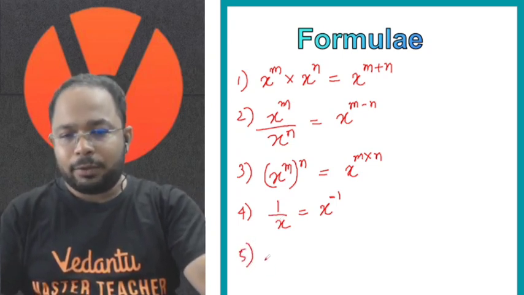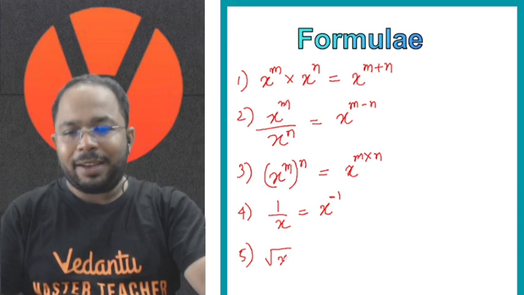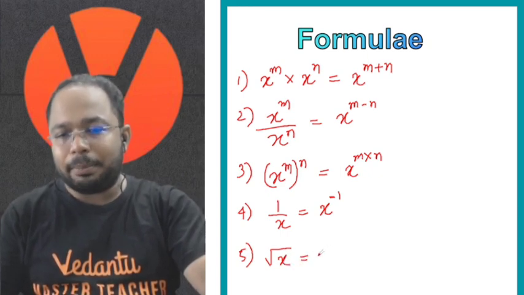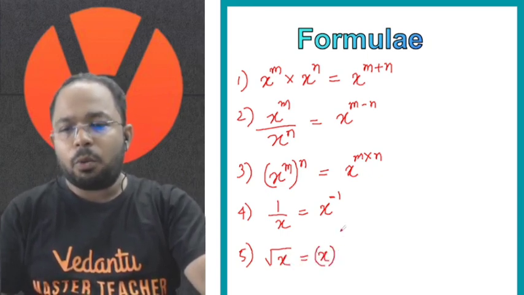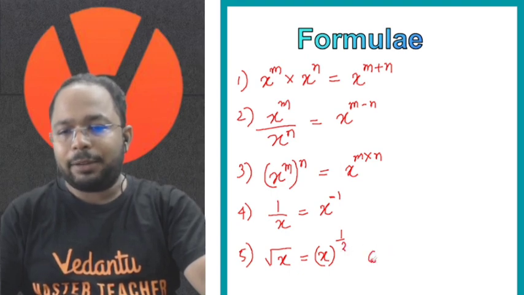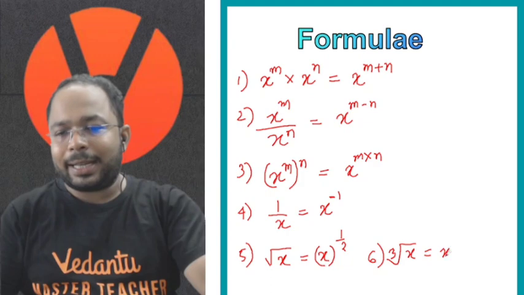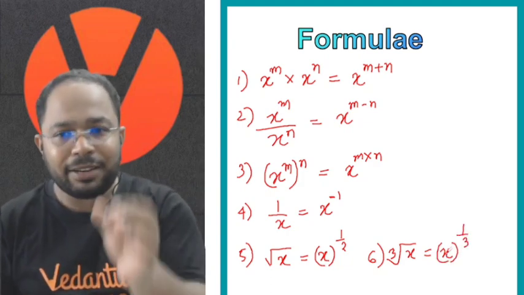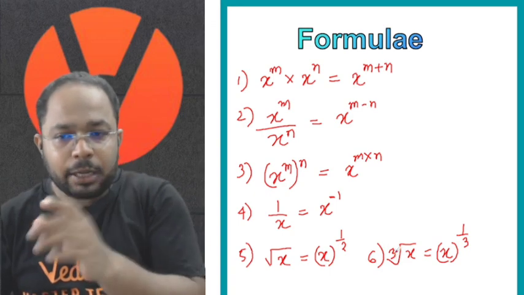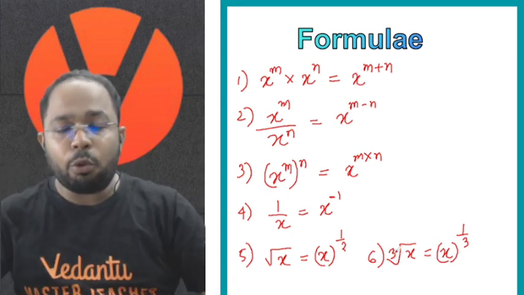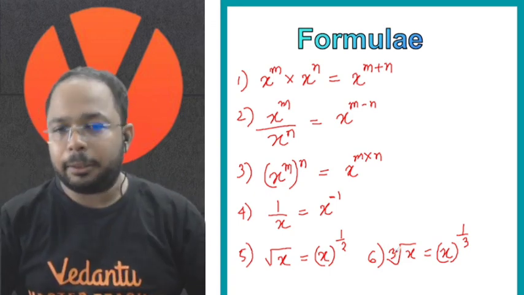And few extra things we can know: if we have a square root of x, that means x to the power 1 by 2, and if we have a cube root of x we can write it x to the power 1 by 3. Now here what happens, a lot of students get confused. If they see 3 they think it is power 3. No, it's 1 by 3.